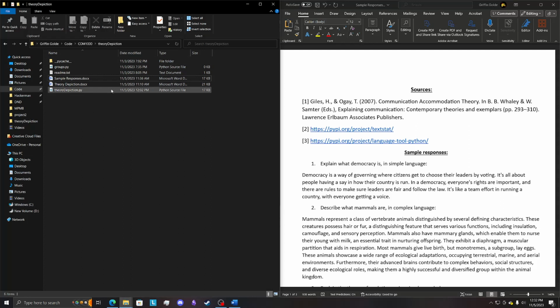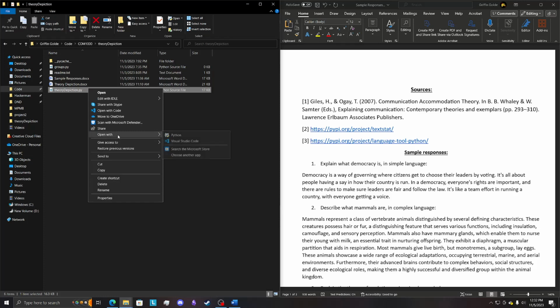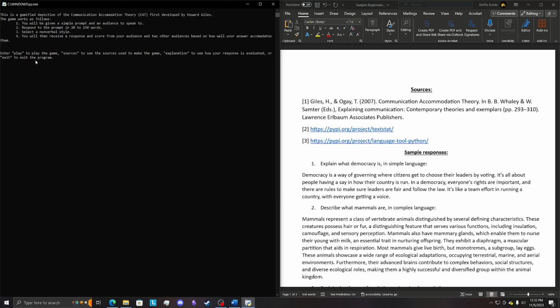So I used Python to create my game, and it's just right here. So I'm going to go ahead and open this with Python. It should run the game. As you can see, it first prints out how the game works.